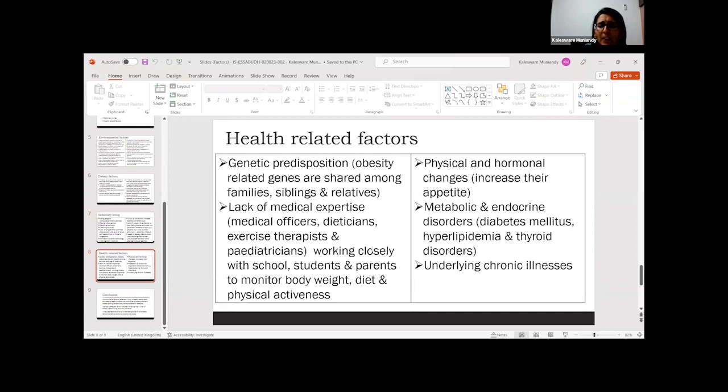Health-related factors would be like genetic predisposition. Genes are actually shared among family members, siblings, and relatives. And there is also lack of medical expertise. No medical officers or dietitians or therapists or pediatricians working with schools closely with parents and students to monitor. And physical hormonal changes during puberty can basically increase appetite. Metabolic, endocrine, and also underlying chronic illness basically can cause obesity as well, such as diabetes mellitus, hyperlipidemia, or thyroid disorders.